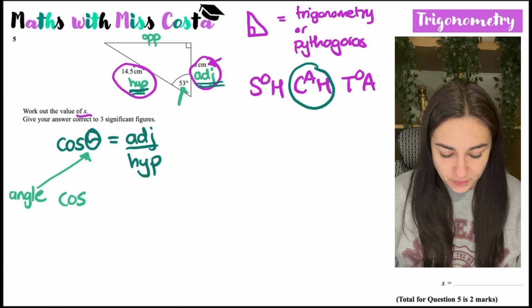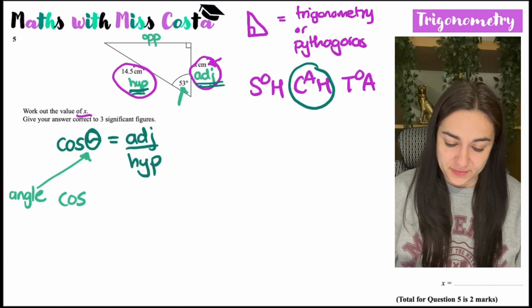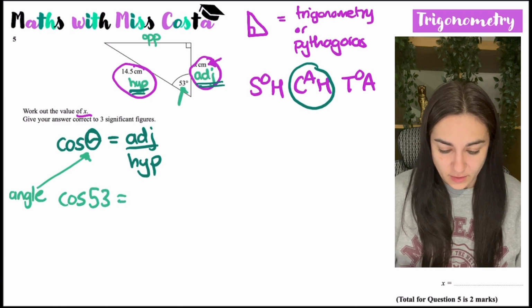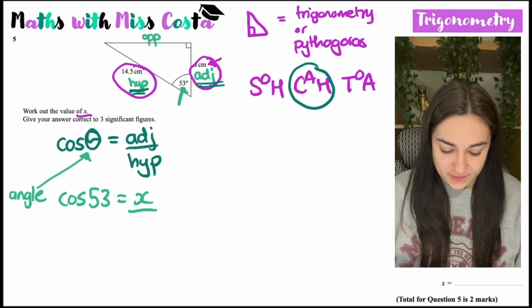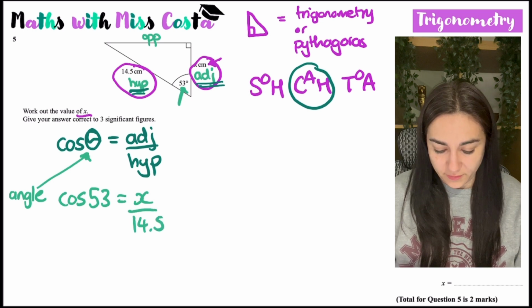So let's substitute what I know. I know that the value of theta is 53. I don't know the adjacent, that's what I'm trying to figure out, that's x. And I know that the value of the hypotenuse is 14.5.